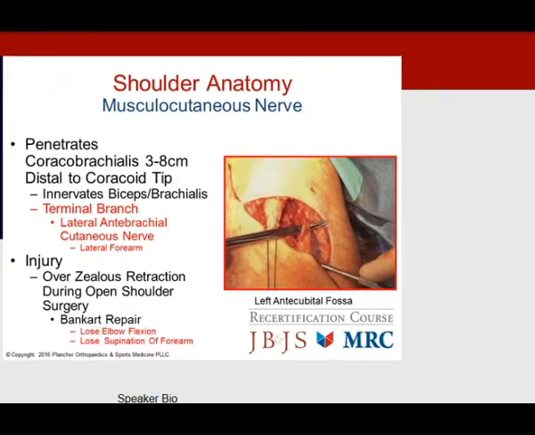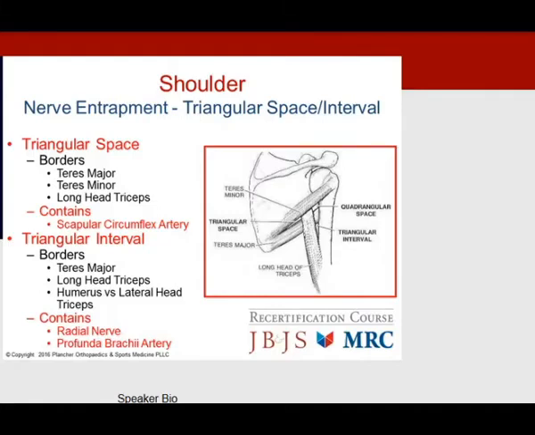Overzealous retraction during open Bankart procedures or shoulder procedures can sometimes demonstrate, unfortunately, a loss of elbow flexion and loss of supination of the forearm. And when that occurs, one has to think of the musculocutaneous nerve. There are triangular spaces which contain the scapular circumflex artery, and the triangular interval, more known to have the radial nerve and the profunda brachii in its interval.